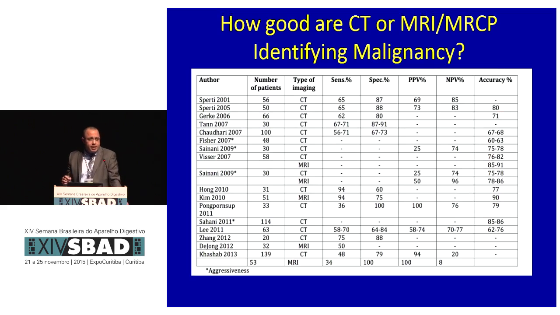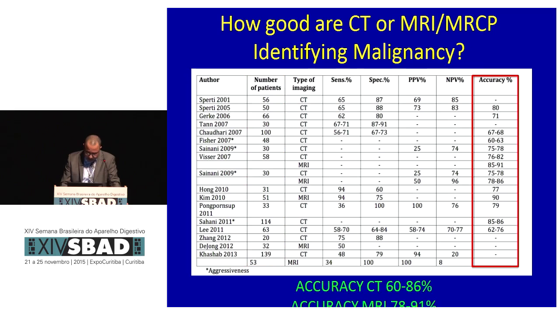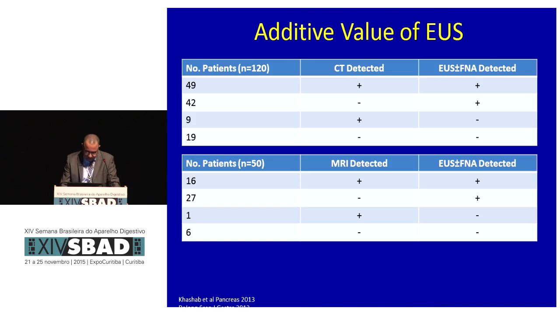What about using abdominal imaging to figure out, does the cyst have malignancy in it? Is there a solid component? Is there a mass within the cyst? And you can see, again, multiple studies. The largest we published in 2013. And also, the CT is accurate in 60 to 86%, and MRI 78 to 91% in diagnosing malignancy within the cyst. So abdominal imaging helps us, but it's far from perfect.